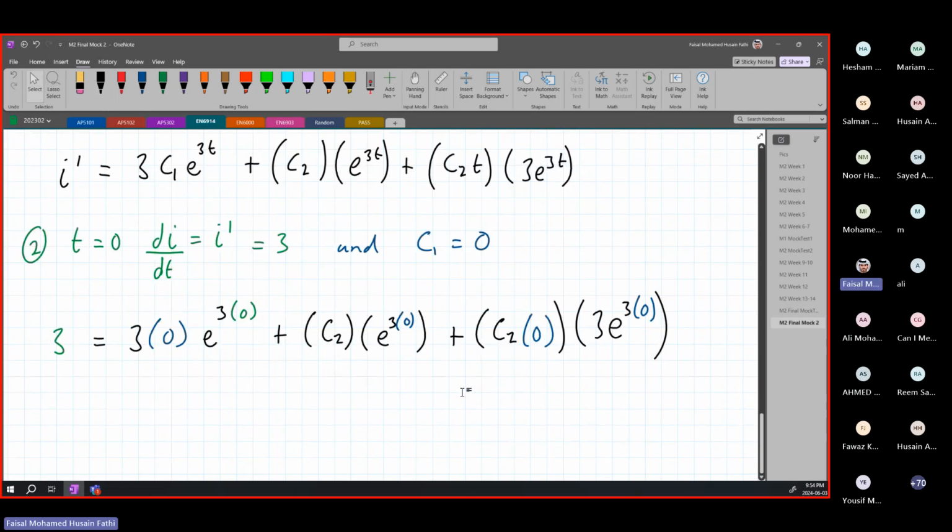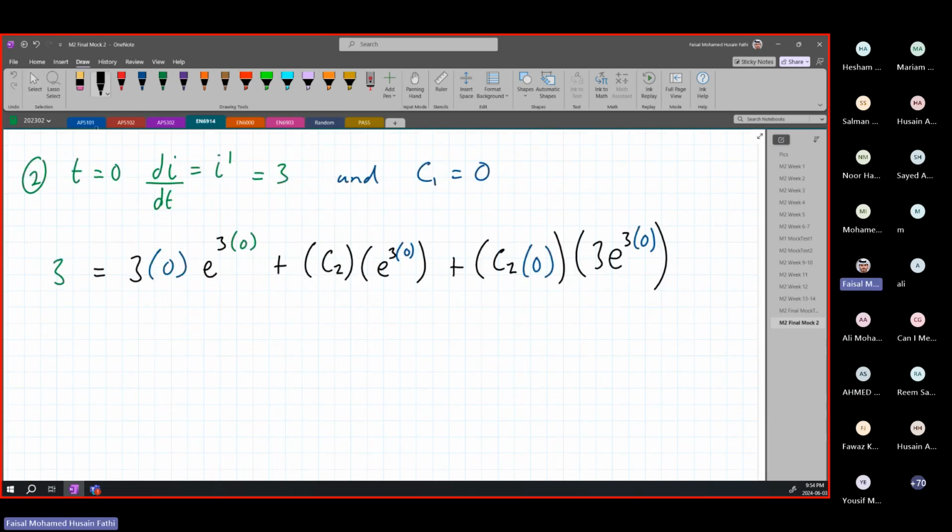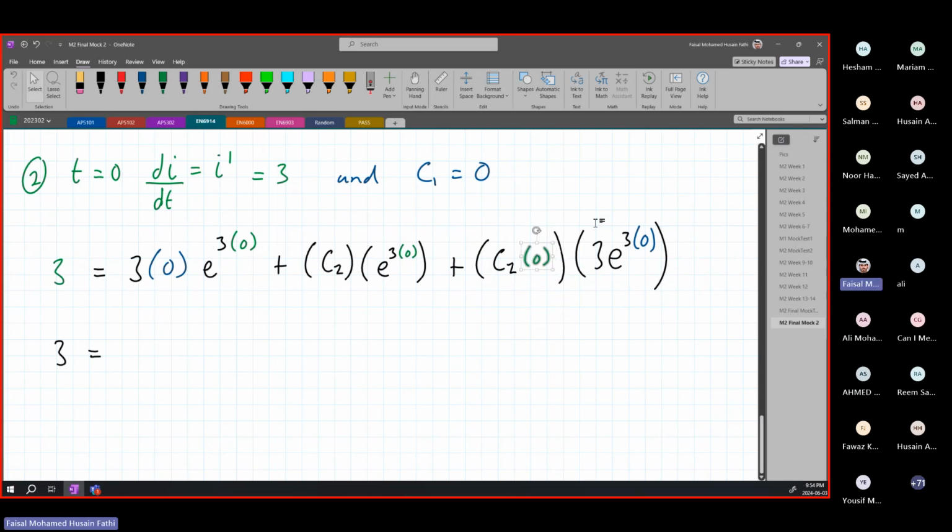And that's it. Now we simplify. So we have 3 is equal to, actually, so that there's no confusion, these values over here, they are the time. They're not C1. I know you guys know this, but just in case, so that there's no confusion, this is all times 0. All right, from time, because time is 0 and not C1.